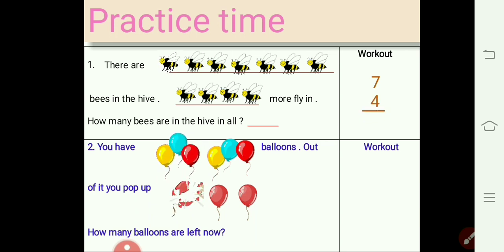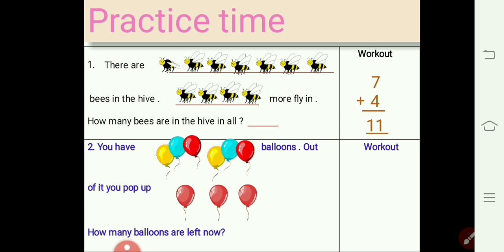So this is an addition sum. So what you will do? 7 in mind, 4 on fingers, and after 7, 8, 9, 10, 11, and the answer is 11. Very good. Now let's move to the second one.